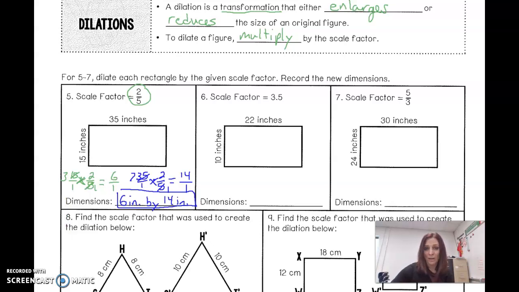So let's keep going. Scale factor is 3.5. That's enlarging it. It enlarges. Why? It's a number bigger than 1. So we're going to go 10 times 3.5, and then 22 times 3.5. Doesn't matter which one comes first. It's multiplying. So 10 times 3.5 is going to be 35. So that's 35 inches by 22 times 3.5. You type that into a calculator, you get 77.